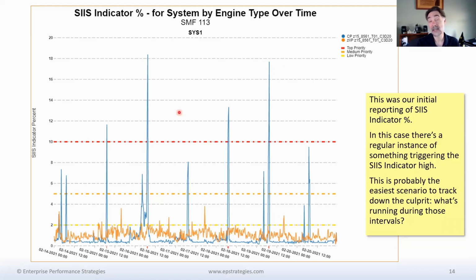And so this is actually an easy case because you look at this and you go, oh, well, what's running at 7 a.m.? And if you go back and look at what's running at 7 a.m. every day, maybe you can find the potential culprit there, especially if that thing's not running any other time. And that was pretty much the case here. It was pretty easy to pinpoint, hey, we think that's probably the vendor product that's causing that spike there.